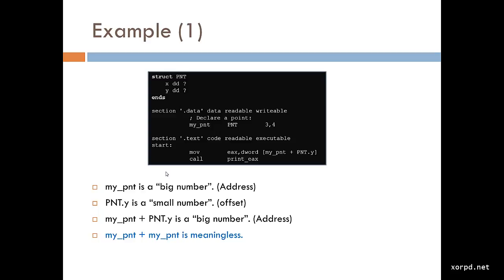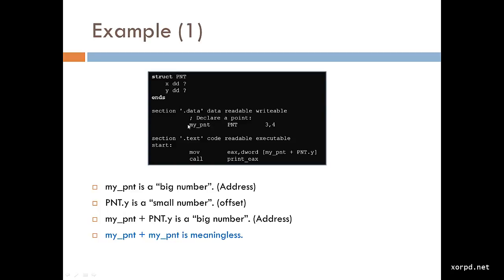Let's look at a concrete example after all this talking about years. We've already seen this code example. This code example just reads the field y from a point that was declared in the data section. We already know there is more than one way to do it, but this is just one example of how to do it. Let's look at this result, my point plus pnt.y. This results in an address. We are sure about it because we use this quantity to refer to the memory, so this must be an address.